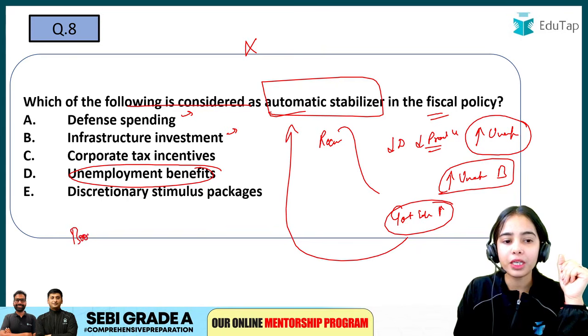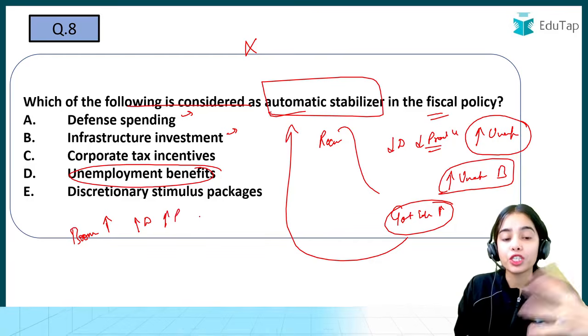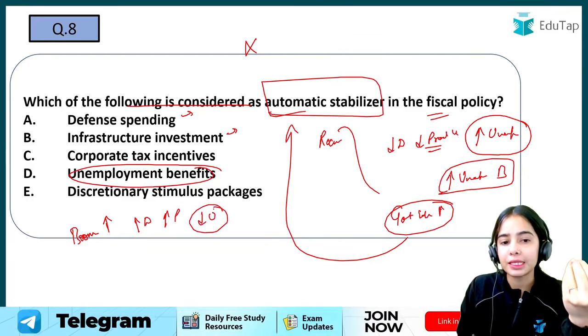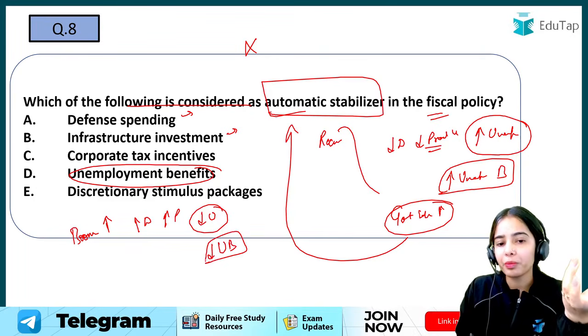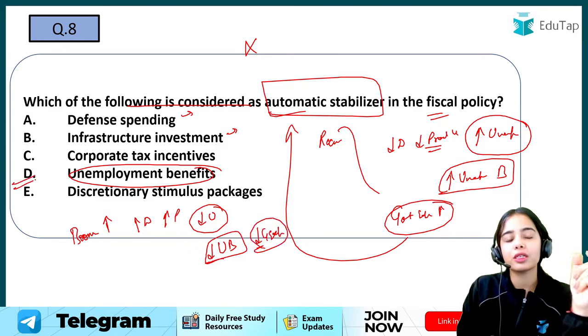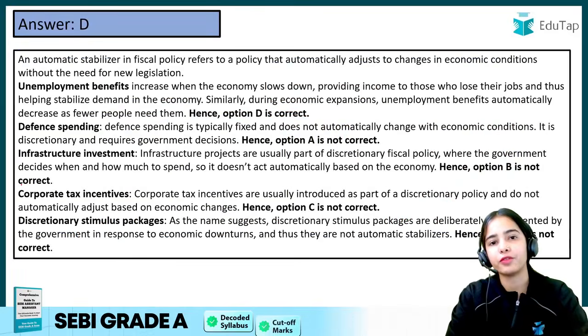When the boom is coming, the demand is more, production is more. With more production, more employment is there, so unemployment is less. With less unemployment, fewer people are provided with the unemployment benefits, so the government expenditure will decrease automatically. So unemployment benefits are considered automatic in nature. They are an automatic stabilizer in the fiscal policy.